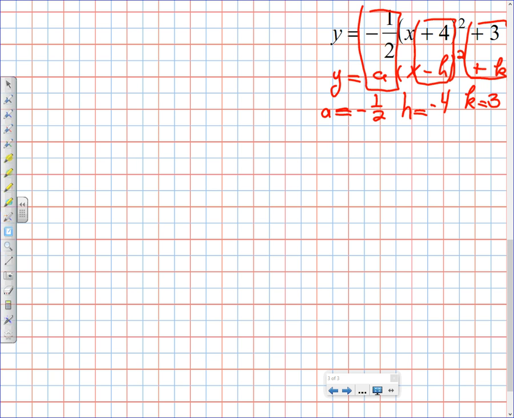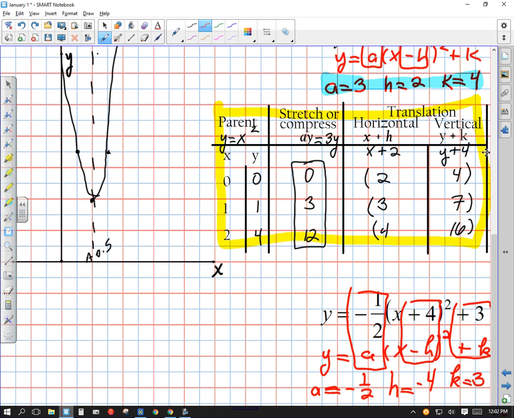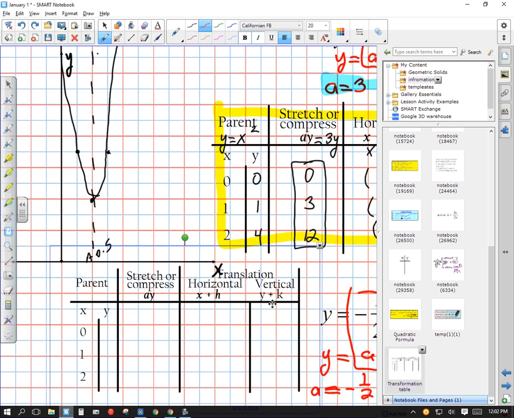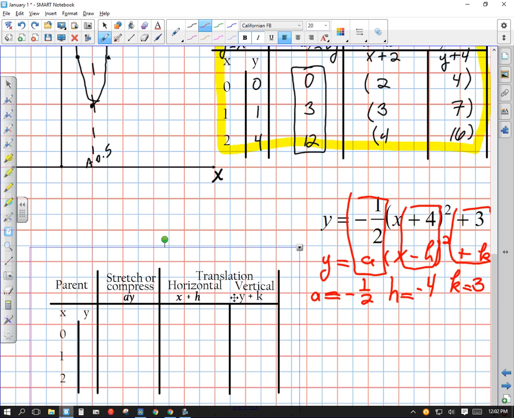Once you find the a, the h, and the k, the next thing you should be doing is the table of transformations. So this is my table of transformations. And here's what I'm going to do.